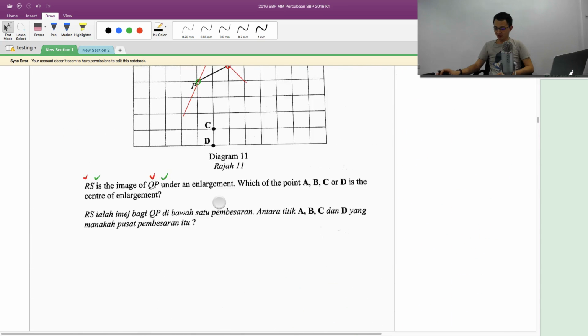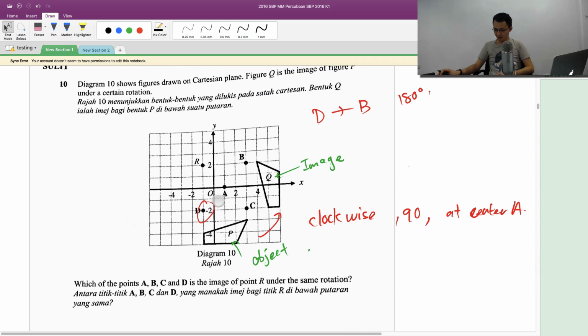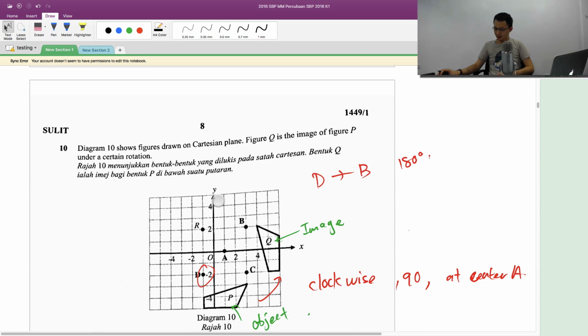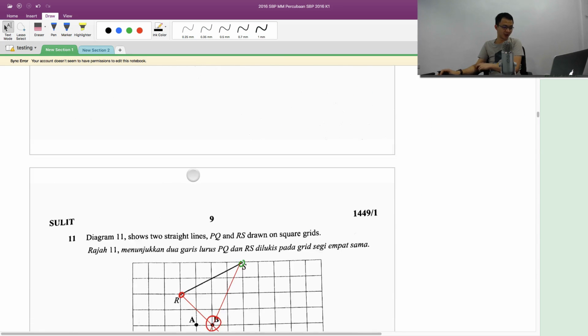Did I do something wrongly just now? This one, Q is the image of P. This is clockwise. From P to Q is clockwise. From R, if you want to go clockwise, you're going down, isn't it? So the answer should be D. It's not anti-clockwise.